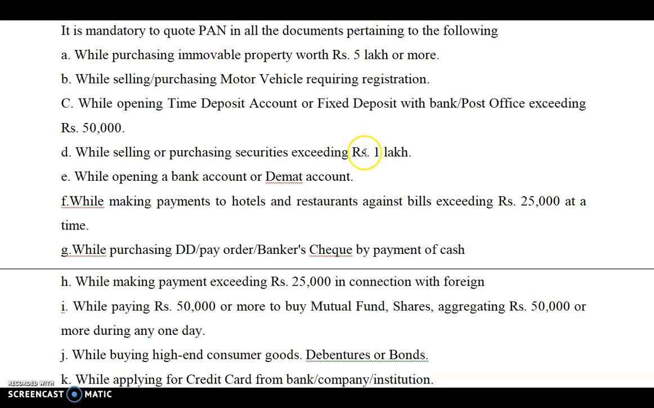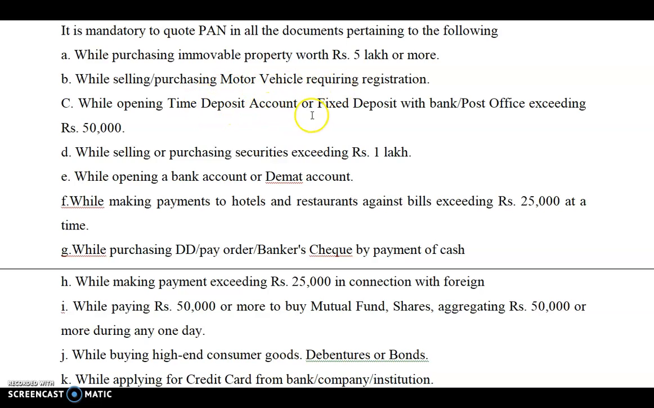PAN is compulsory in many places. While purchasing immovable property worth rupees 5 lakh or more, you are purchasing land or any immovable property and its value is more than 5 lakh, your PAN is a must. Selling and purchasing a motor vehicle requiring registration. Which vehicles do not need registration? Bicycles, and even electric scooters, you need not register. Other than that, for all motor vehicle purchasing and selling, PAN is a must.